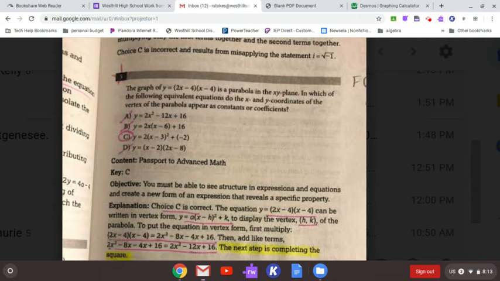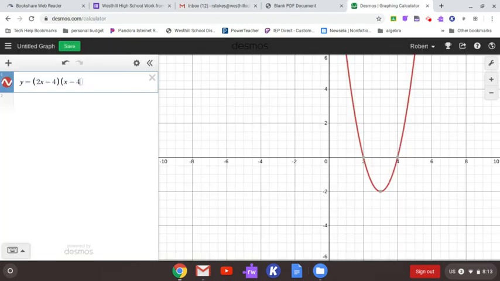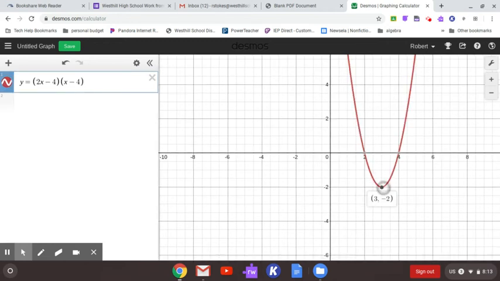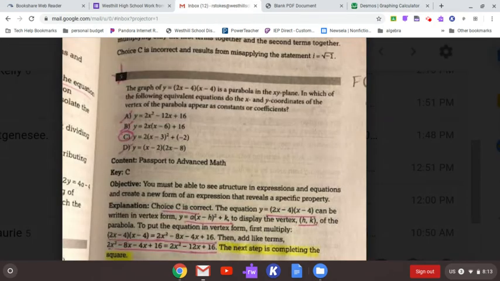One thing you can do, and this is why I was asking about the calculator, is type the equation they give you, the y equals, into your calculator. I did that real quick on my version of the calculator on the computer. We can see that right there is our vertex, which is 3, negative 2. If we go back to the problem, choice C is actually the only one that has that in there.